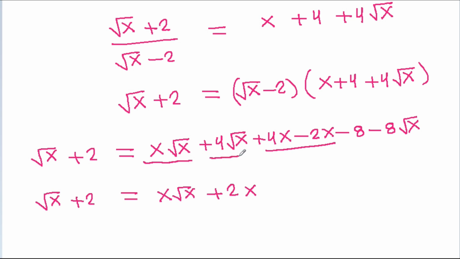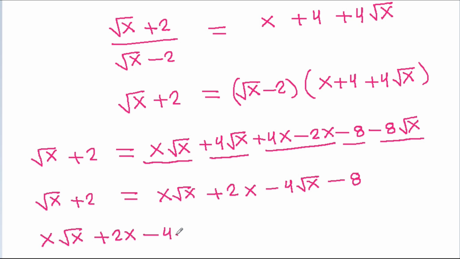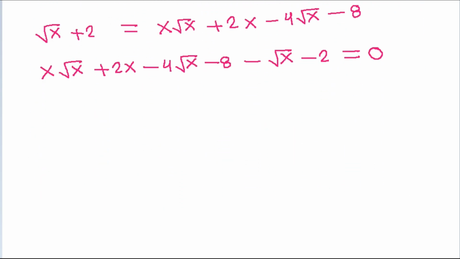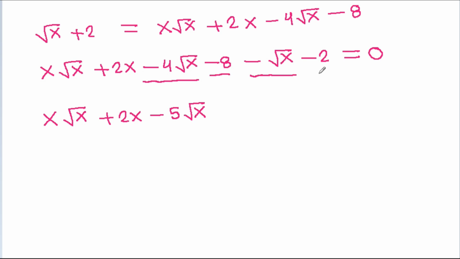And 4√x minus 8√x will be minus 4√x minus 8. And x√x plus 2x minus 4√x minus 8 minus √x minus 2 will be equal to 0. And it is x√x plus 2x, and minus 4√x minus √x will be minus 5√x. And minus 8 minus 2 will be minus 10. It is equal to 0.